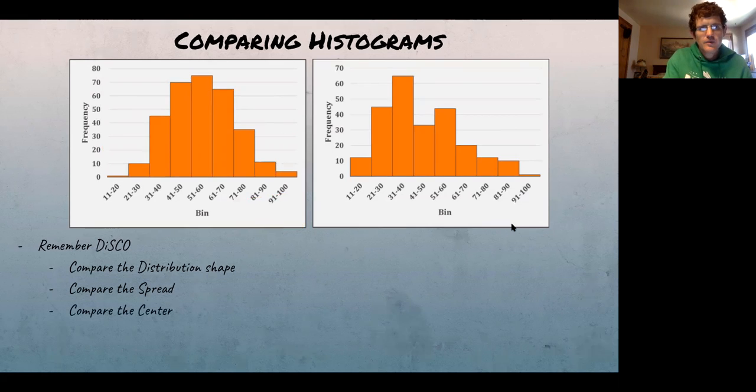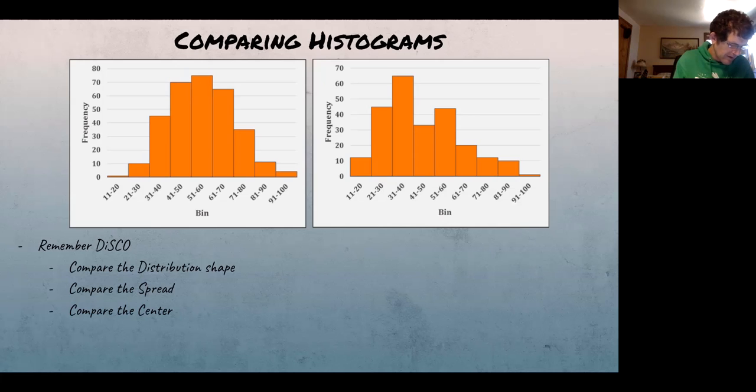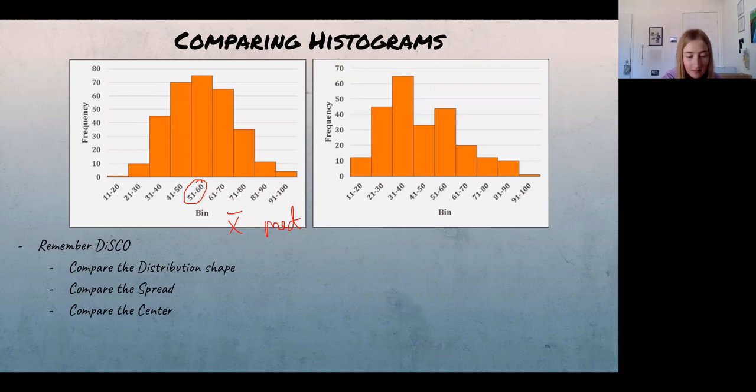Okay, the center. Where is the center likely to be for this histogram? In the 51 to 60 range. There we go, perfect. And that's all you have to say. I will add this. For this distribution, should we use the mean, x bar, or should we use the median? The mean. There it is. For this one, we want to use the mean.